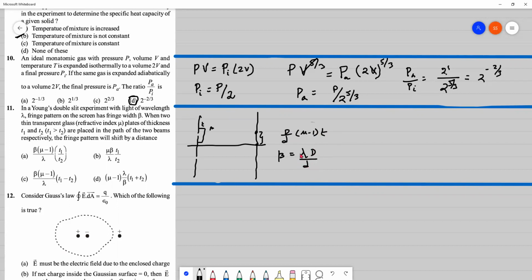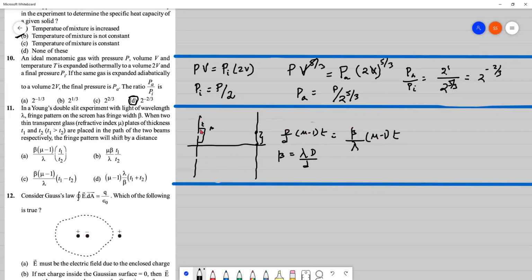So this d by D is going to be beta by lambda. So this is going to be beta by lambda times (mu minus 1) into t. So this is the shift formula in terms of beta. This is the shift formula in terms of capital D and small d. Capital D is the distance between the double slit plane and the screen, and small d is the distance between the double slits. So this is a relation.